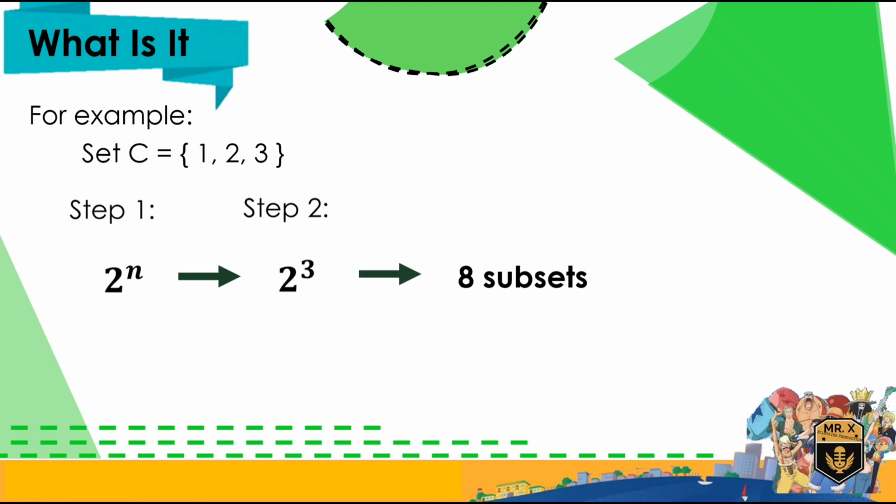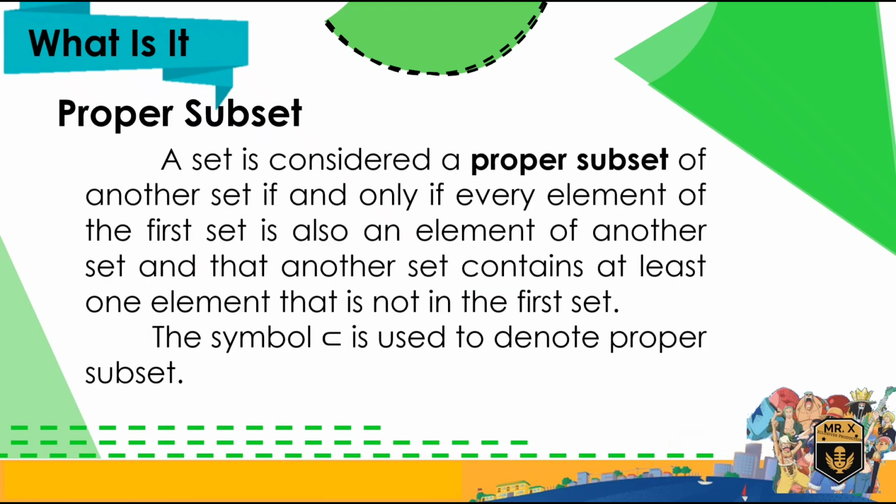So we have 2 times 2 times 2. 2 times 2 is 4, times 2 is 8. Therefore, we have 8 subsets. What is a proper subset? A set is considered a proper subset of another set if and only if every element of the first set is also an element of the other set, and that other set contains at least one element that is not in the first set. We use this symbol to denote a proper subset.